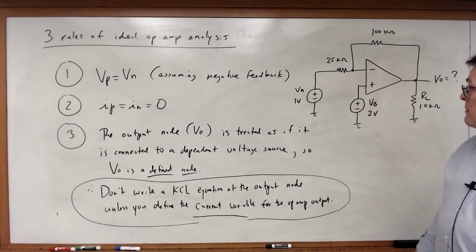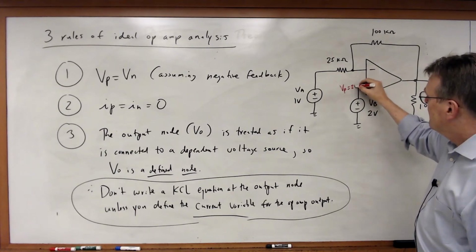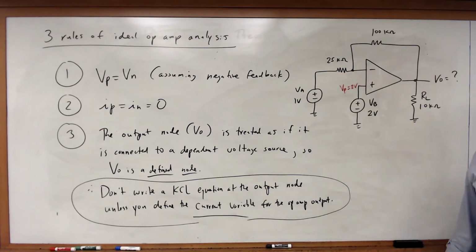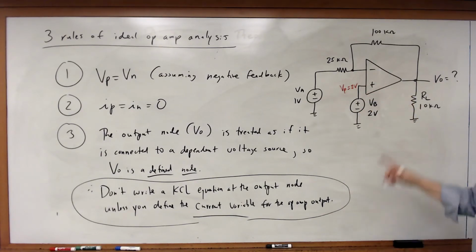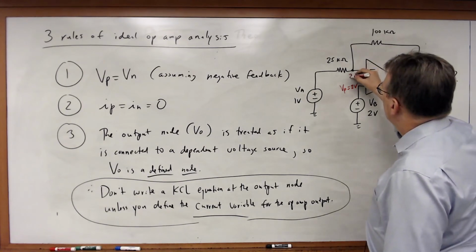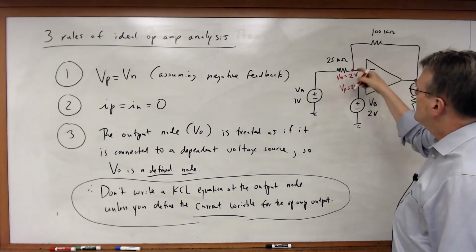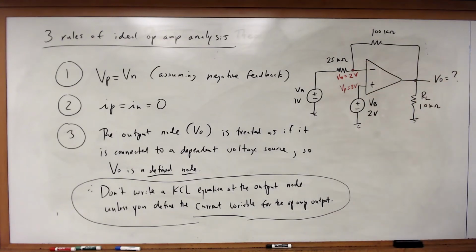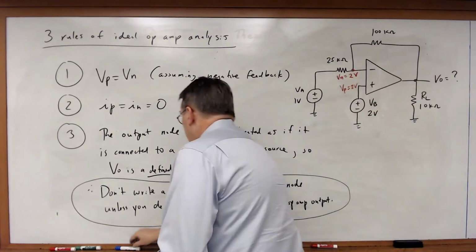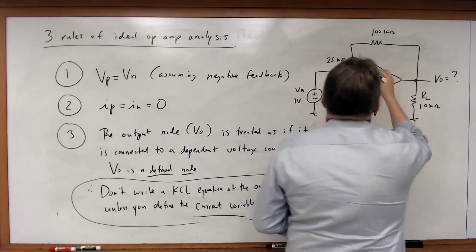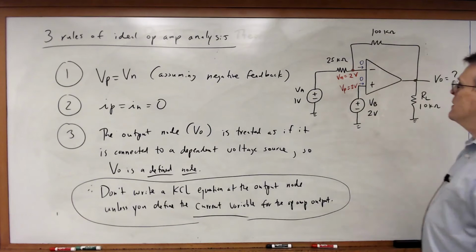What is that potential? Well, I know that in this case, VP must be 2 volts. It's defined. It's directly connected to that non-inverting input. And therefore, V sub n must be equal to 2 volts as well. So I've got 2 volts of that input. Both inputs have the same potential. Rule number 2. I know the input currents into the op-amp must be equal to 0.